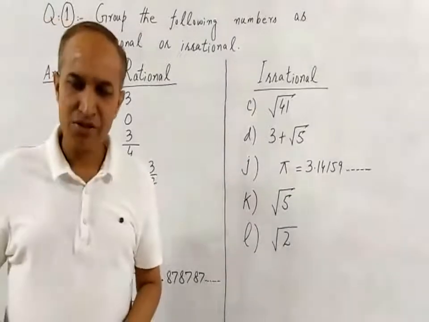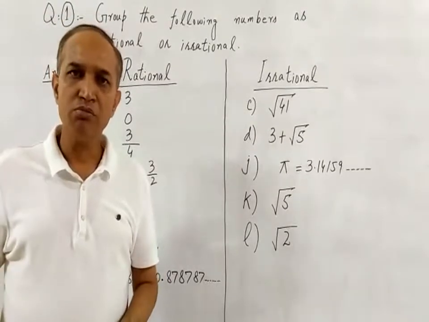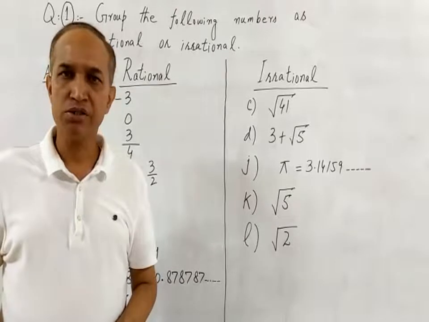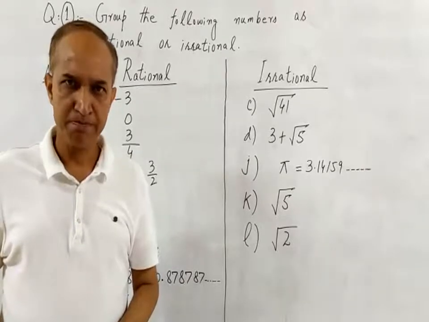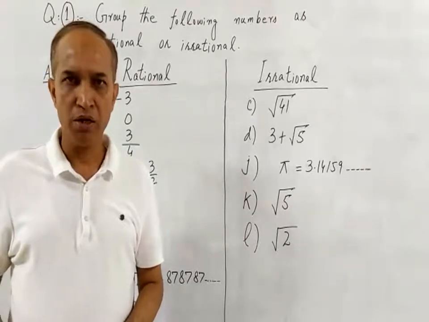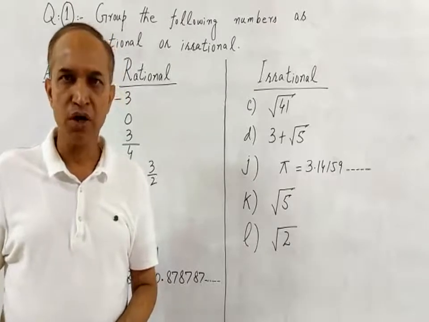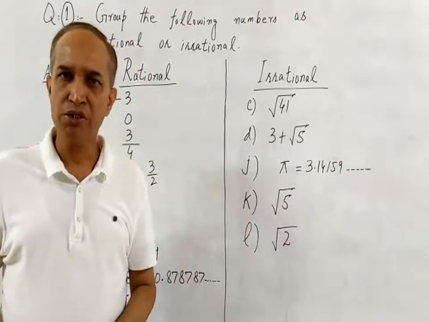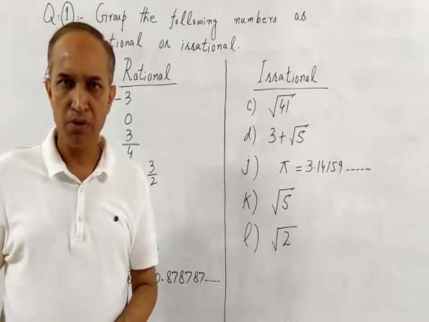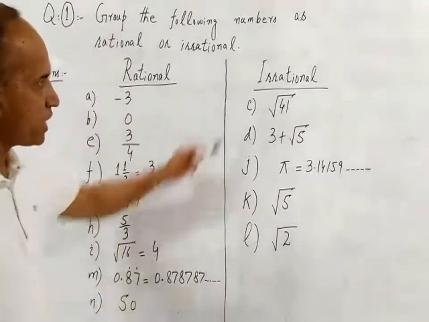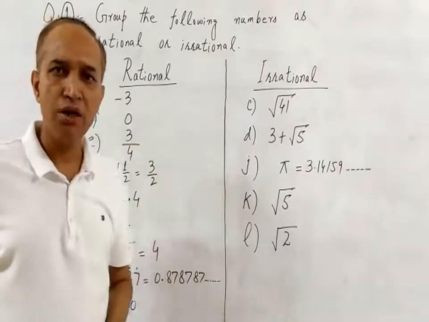Dear students, Assalamu alaikum. I am your mathematics teacher. Today we will start exercise 2a. In question number 1, we are given different numbers and we have to classify these numbers into rational or irrational. We make two columns, one for rational numbers and the other for irrational numbers.